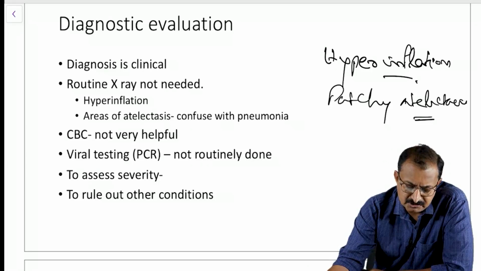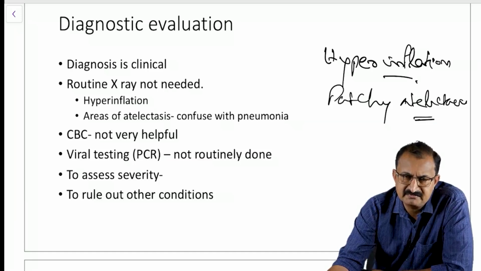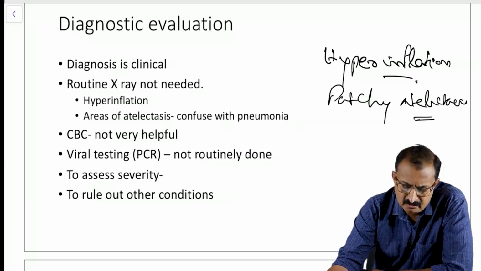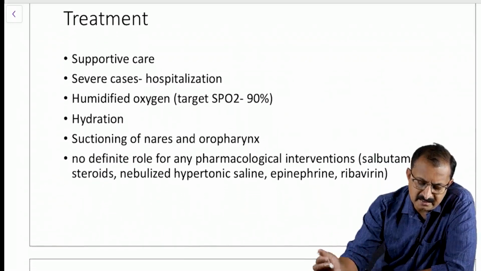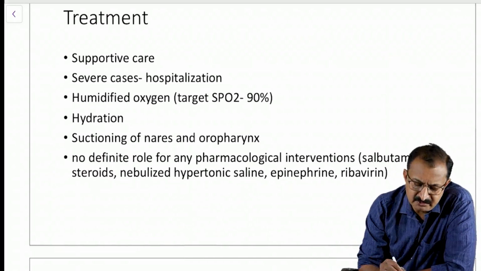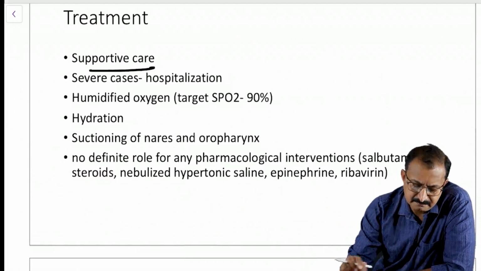Complete blood count also is not very helpful. Viral testing like polymerase chain reaction, which we do in case of COVID and all, such tests can be useful but not routinely done. And you can do various tests to assess the severity of the condition and to rule out other conditions. And regarding the treatment, the mainstay of treatment is supportive care.